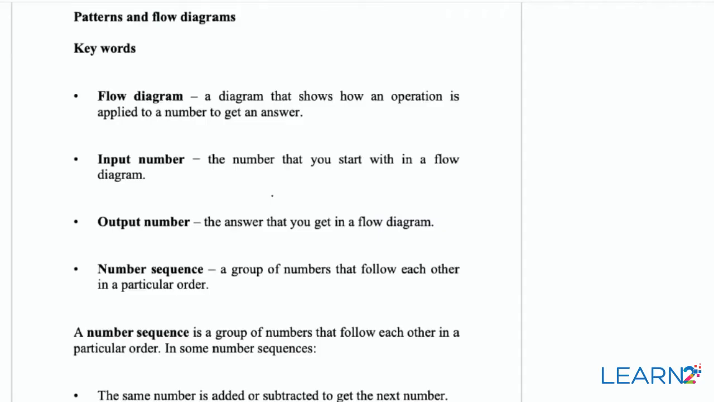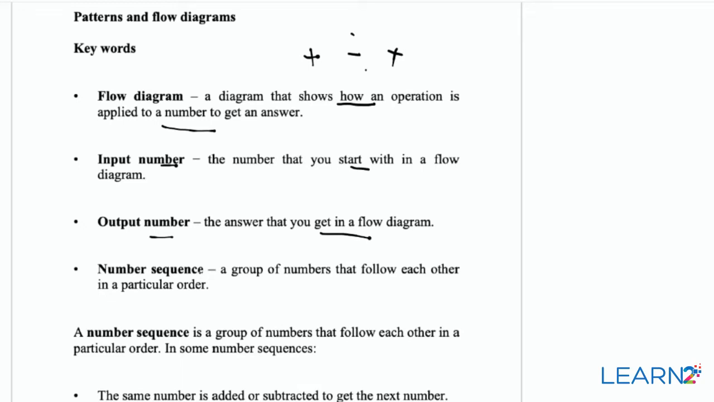So first of all, let's get some terminology out of the way. What do we mean by a flow diagram? Well, a flow diagram is simply a diagram that shows how an operation is applied to a number to get an answer. It's just a visual diagram to say, what are we doing? Are we adding? Are we dividing? Are we multiplying? What is an input number? That's the number that you start with in your flow diagram. What do we mean by output number? Well, that's the answer that you get in a flow diagram.